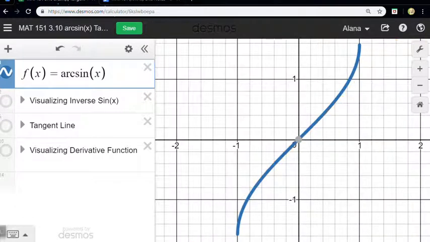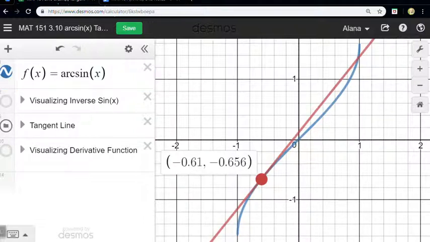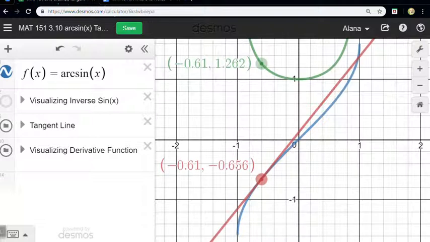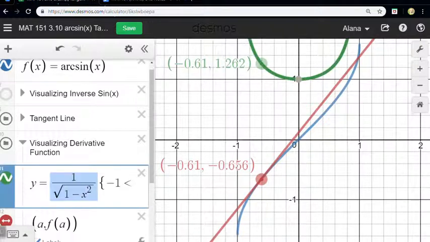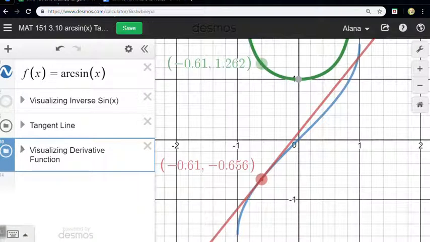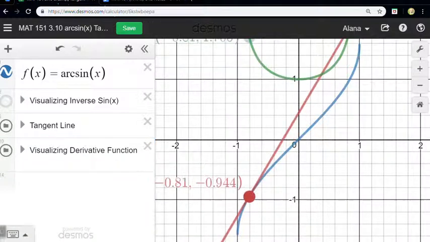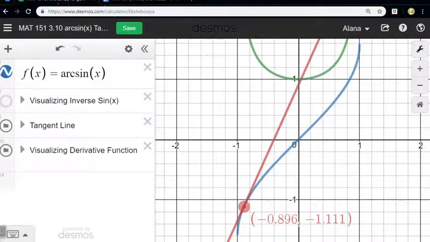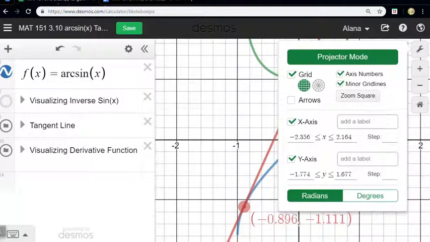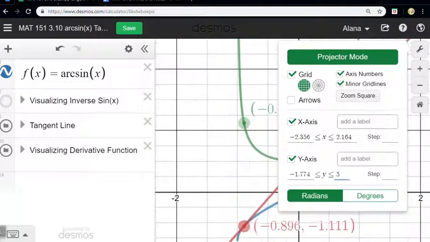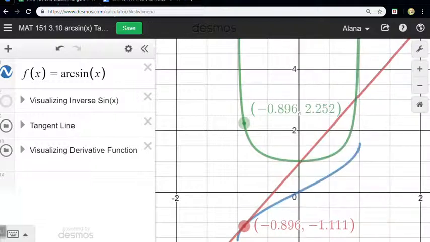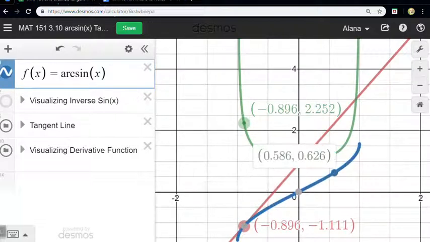All right, so I've got my inverse function. I'm going to turn this off because I don't need to see that anymore. And I want to look at the tangent line at particular points. And I'm going to visualize the derivative function right here. So this derivative function that I'm graphing is 1 over the square root of 1 minus x squared. I want to kind of prove that this is going to work. So if you look here, let me change my scale real quick. So I need to see a lot more in the y direction. There we go.